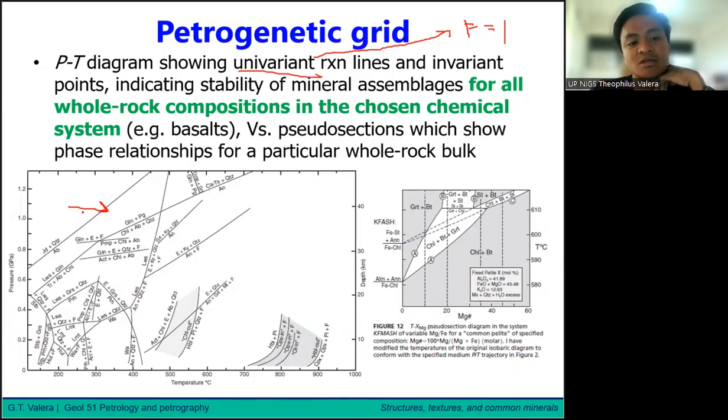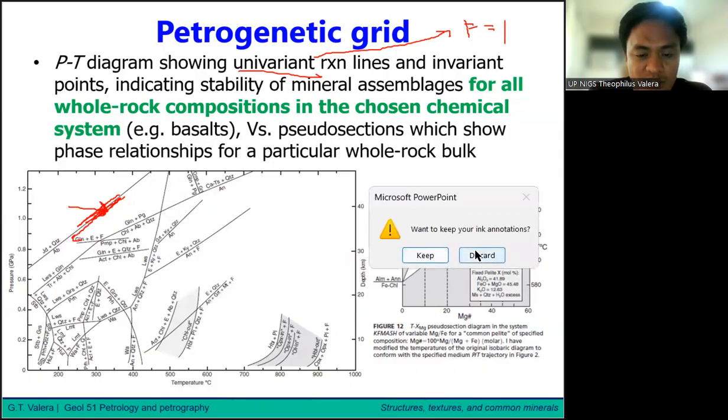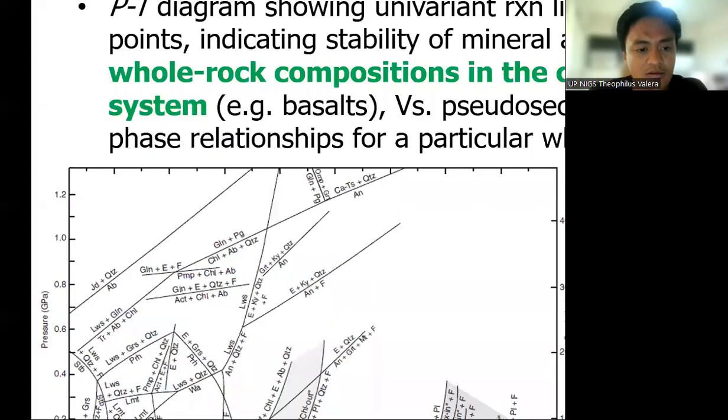So if you have a blueschist that is experiencing increasing temperature, pagdating niya dito sa curve na to, this is a univariant reaction line. And what this means is that upon reaching this point, yung rock natin will stay there unless one of the reactants is consumed, or if pressure is decreasing, going this way, for example, or temperature, sorry, nakakalito yung example. Discard ko muna. Isa pa. Ulit.